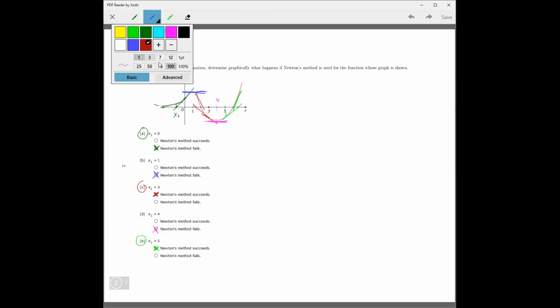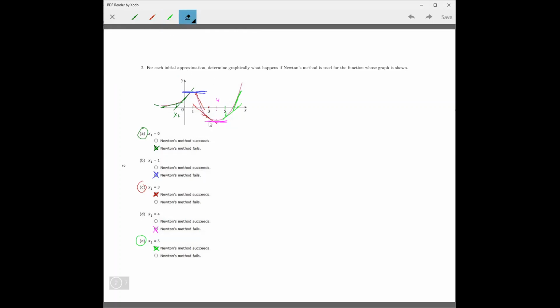Okay, I guess I drew it wrong. So probably, dang, I can't erase it. So probably what happens is at 3, it's probably going to kick you out over here. Okay, that's probably why I messed up. I thought it would kick it in between 1 and 2. If the intercept's right there, then it's going to put you over here and fail.